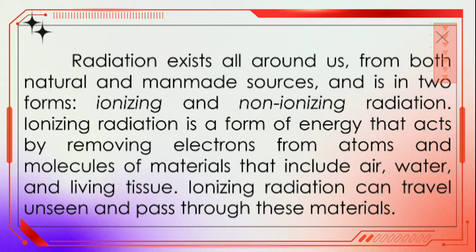Radiation exists all around us, from both natural and man-made sources, and is in two forms: ionizing and non-ionizing radiation. Ionizing radiation is a form of energy that acts by removing electrons from atoms and molecules of materials that include air, water, and living tissue. Ionizing radiation can travel unseen and pass through these materials.